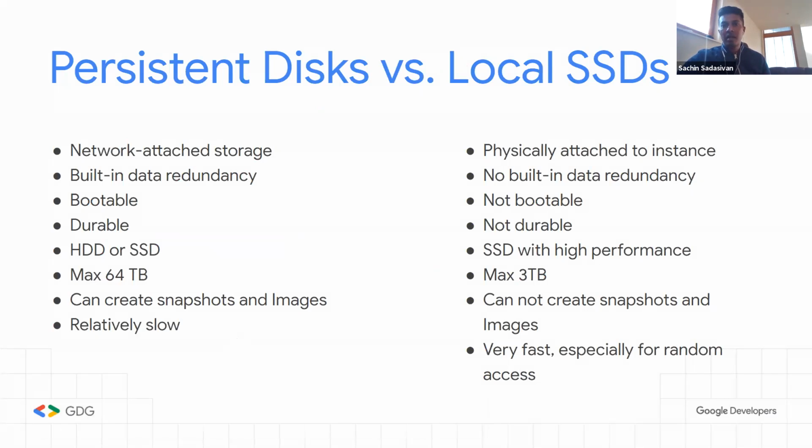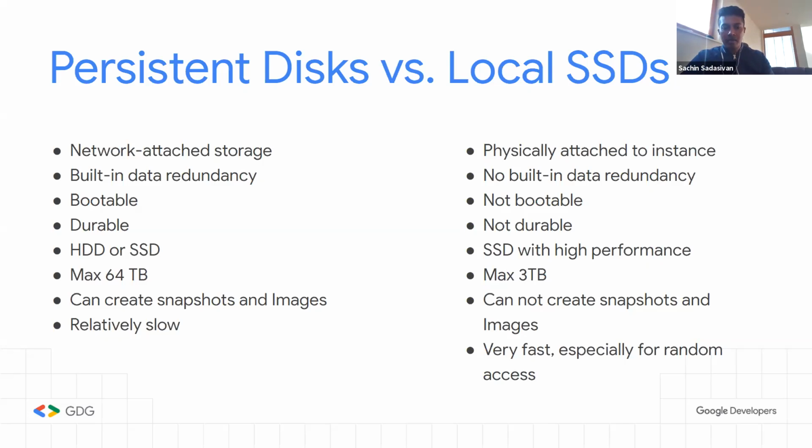Again, in the virtual machine, we already discussed the difference between persistent disk versus local SSDs. Persistent disks are attached to network storage, but local SSDs are attached to an instance. Because of that, persistent disks have redundancy built in, whereas local SSDs don't have redundancy. Persistent disks are bootable, local SSDs are not bootable. So some of the high level differences are mentioned here anyway.